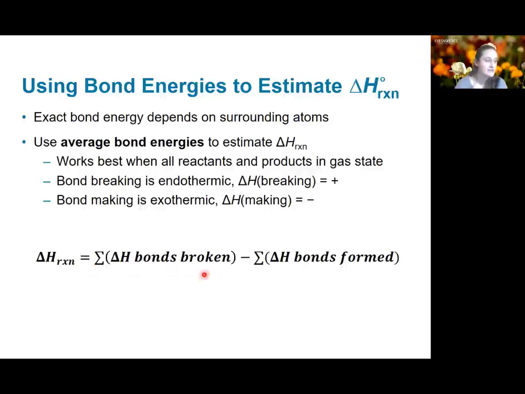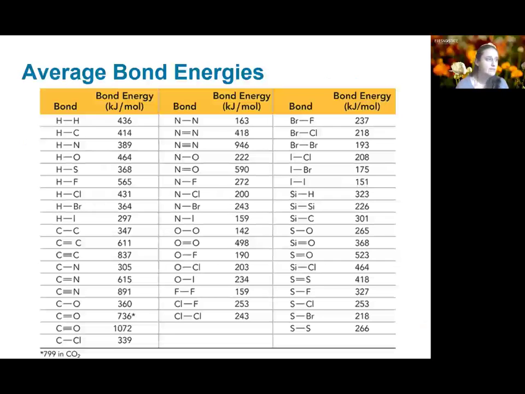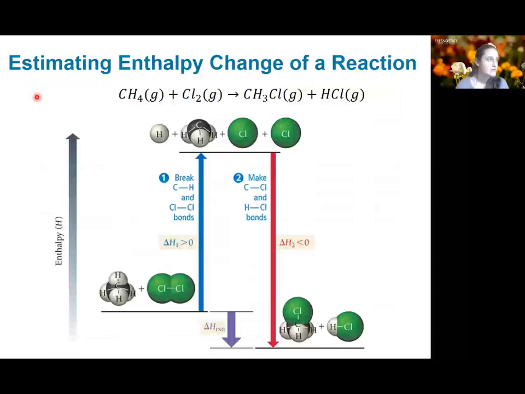So just be careful that it always takes energy to break bonds. This quantity should be positive. It always releases energy when you form bonds. So this second quantity should be negative. And these bond enthalpies are the kind of thing that you could look up in a table. So here's an example of such a table where basically we have the type of bond and the energy associated with that bond. So we can think about how this would apply to a reaction by looking at the case where methane interacts with chlorine gas to form methyl chloride and hydrochloric acid.